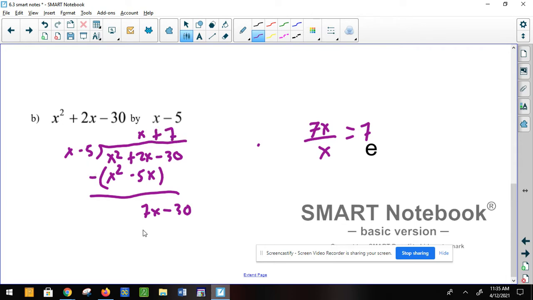Then 7 times x is 7x. 7 times negative 5 is negative 35. When you subtract, well, 7x minus 7x is 0. Negative 30 minus negative 35 is like negative 30 plus 35, so 5. So the answer to this one, the quotient, is x plus 7, the remainder of 5. Okay.